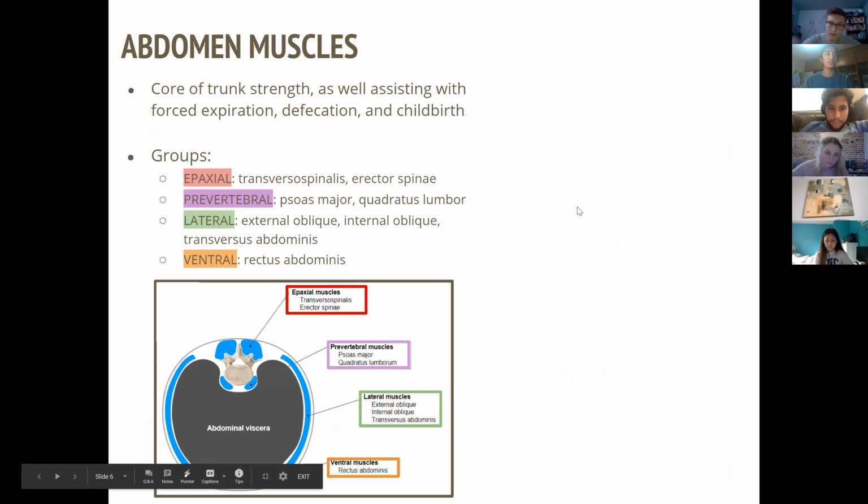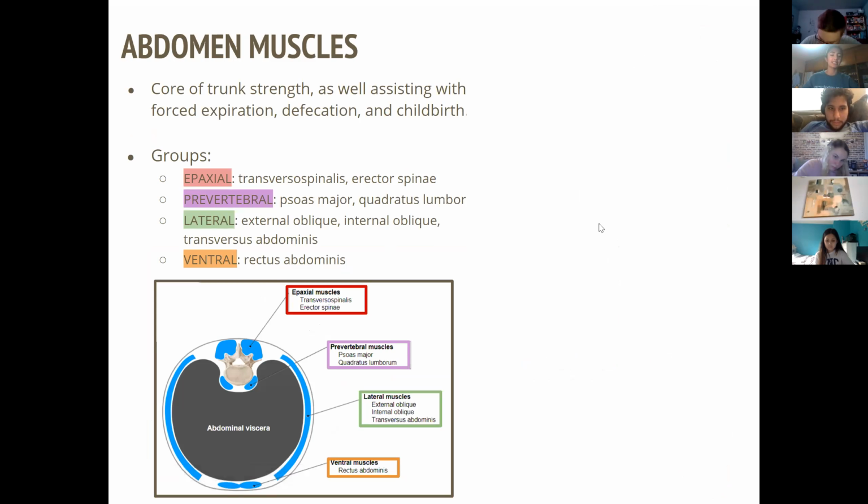Next, we have, of course, the abdomen muscles. So we just did the neck, we did the thorax, and now we're moving to the last section, which is our abdomen muscles. So these muscles are really important for a lot of different things. If you have heard of any workout ever, people always talk about abs. Well, we're going to talk about our ab muscles and the abdomen muscles. These muscles are also used for forced expiration. So you force your expiration out, defecation, of course, and childbirth.